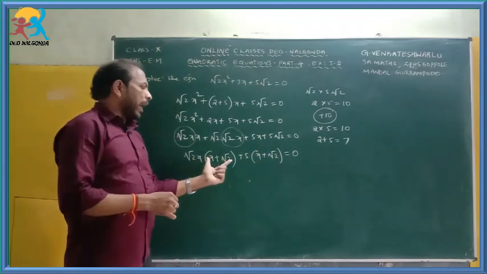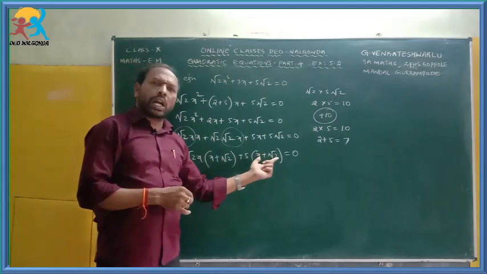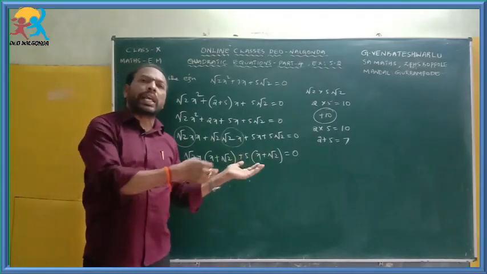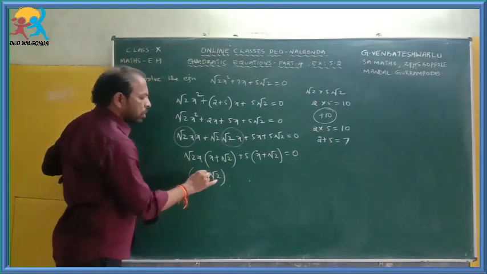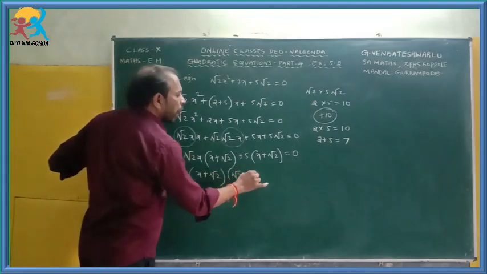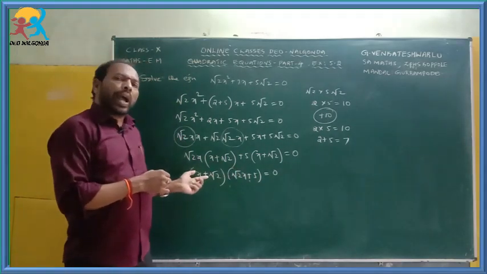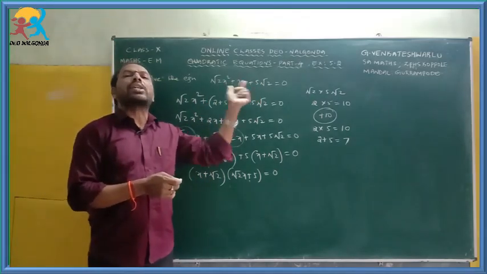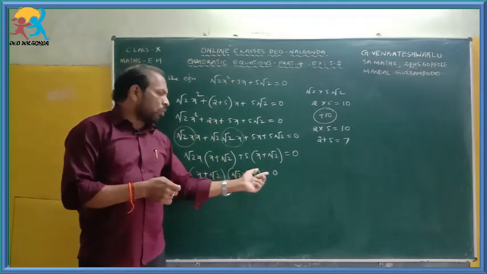Here x plus root 2 is a linear factor. Here x plus root 2, and here also x plus root 2. From these two groups, x plus root 2 is taken as common, and the remaining term is root 2x plus 5, equal to 0. Product of two linear factors. Here the quadratic equation is resolved into a product of two linear factors, which is equal to 0.